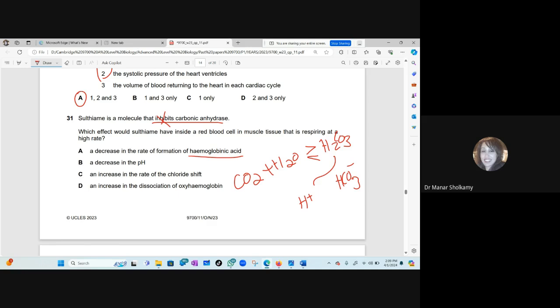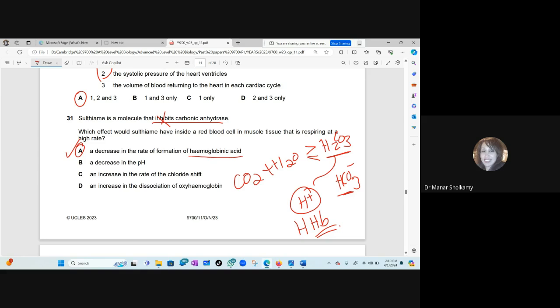We have here the carbonic acid that will dissociate into hydrogen ions and hydrogen carbonate ions. These hydrogen ions, what is their fate? Don't they react with hemoglobin? The hemoglobin acts as the buffer to prevent a decrease in the pH of blood. And when they do, they form the hemoglobinic acid. Doesn't this happen? Yes or no? Okay. When there is no enzyme, will this happen? No. So A is right. It will decrease the rate of the formation of the hemoglobinic acid.